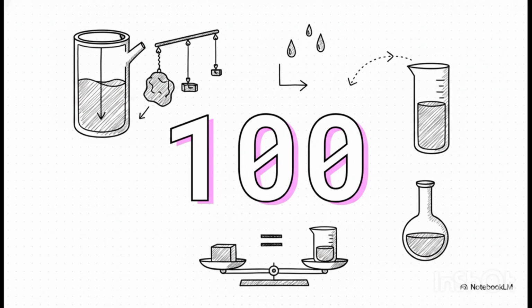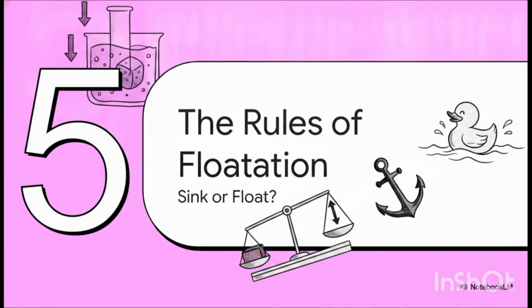Now you look at the water that spilled out into the cylinder. The volume is exactly 100 cubic centimeters. And since water's density is just 1 gram per cubic centimeter, the weight of that spilled water is exactly 100 grams force. The 100 grams force lost by the solid matches the 100 grams force of water collected perfectly. Archimedes totally nailed it.